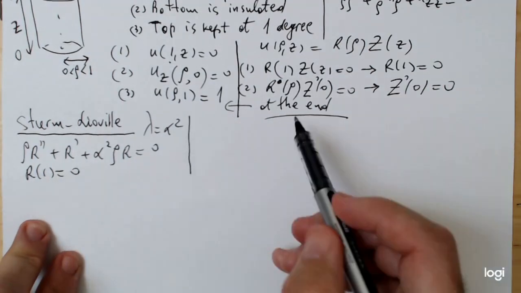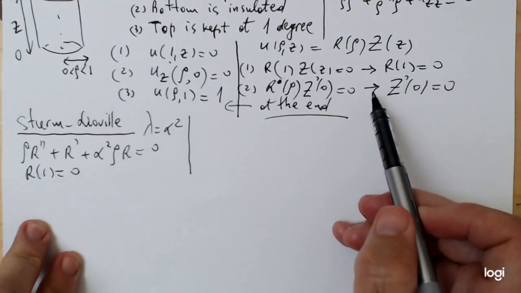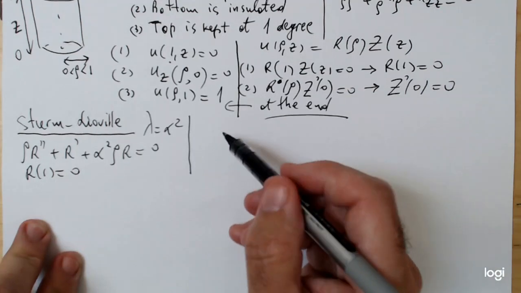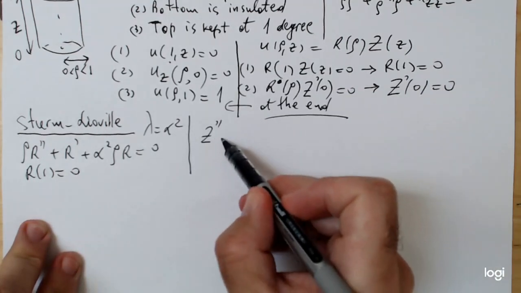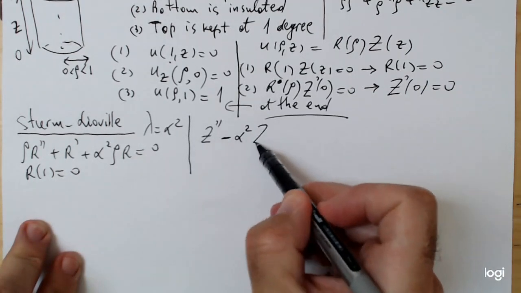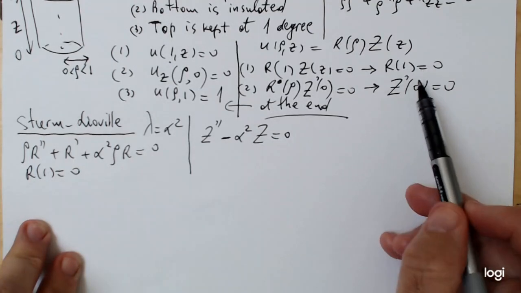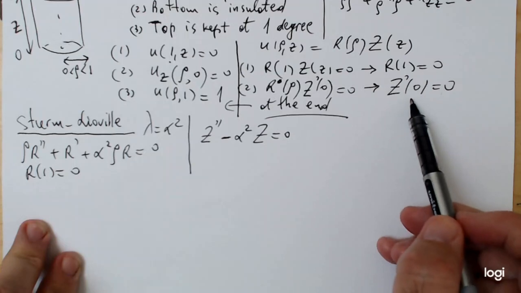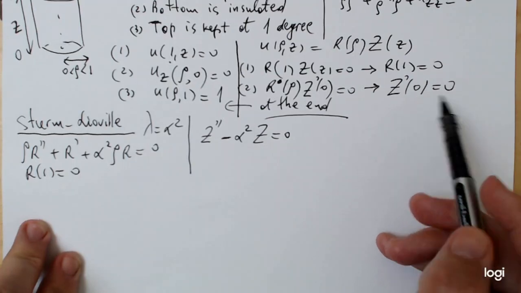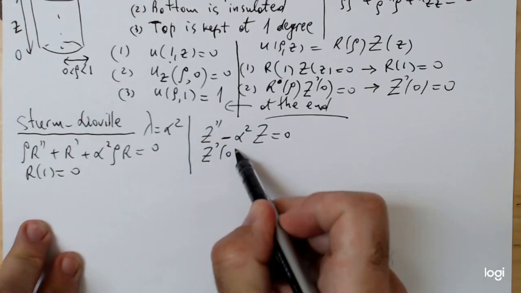And let's write side by side the equation in Z, just like before, which will be Z double prime minus alpha squared big Z equals 0 with another boundary condition. Last time, remember, there was no other condition on Z except the boundedness condition, but now we have another condition, Z prime of 0 equals 0.